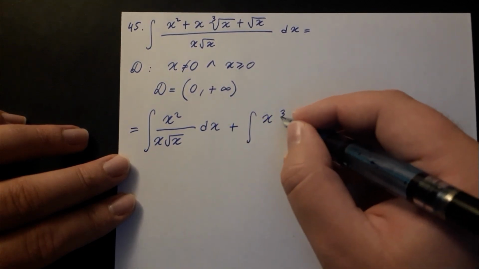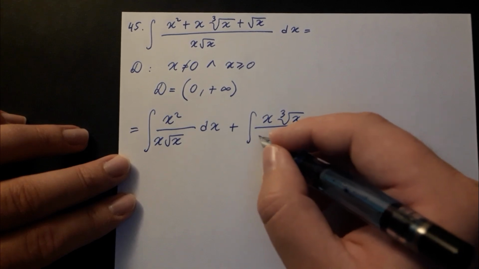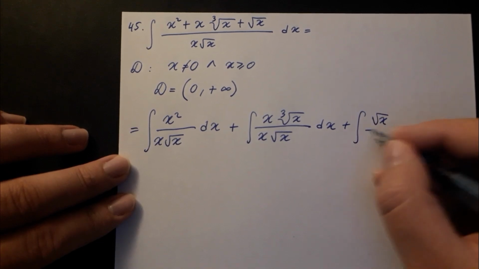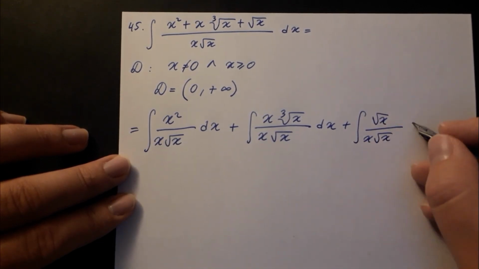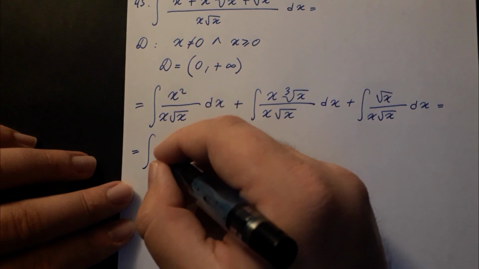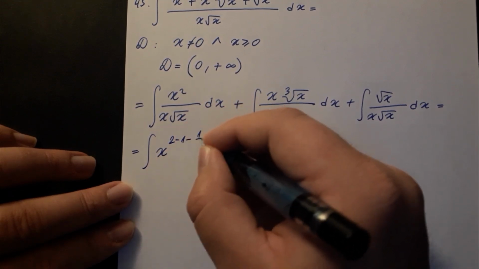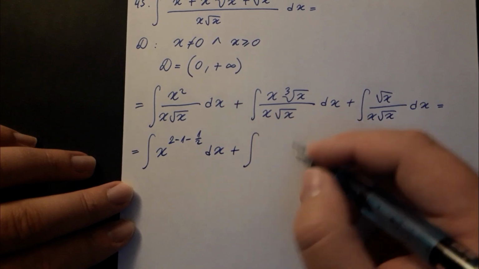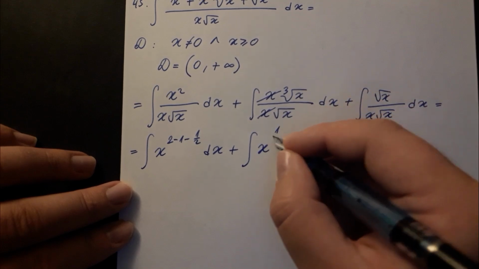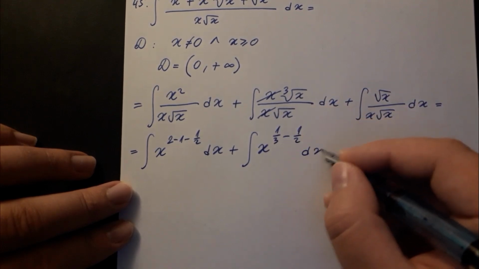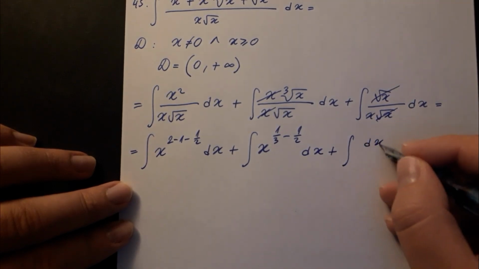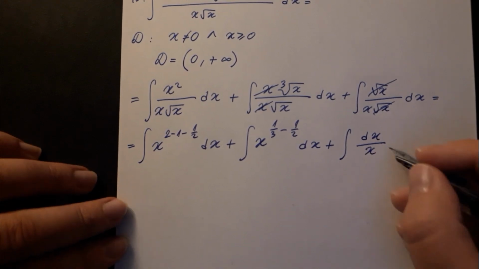So this integral then becomes an integral of x squared divided by x times a square root of x dx plus an integral of x times a cubic root of x divided by x square root of x dx plus an integral of square root of x divided by x times square root of x dx. This is then equal to an integral of x to the power 2 minus 1 minus 1/2 dx plus an integral where x and x are going to cancel out. So this is x to the power 1/3 minus 1/2 dx plus an integral where square root of x is going to cancel out and we're left with dx divided by x.